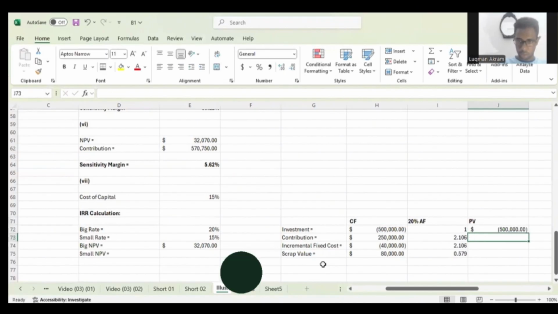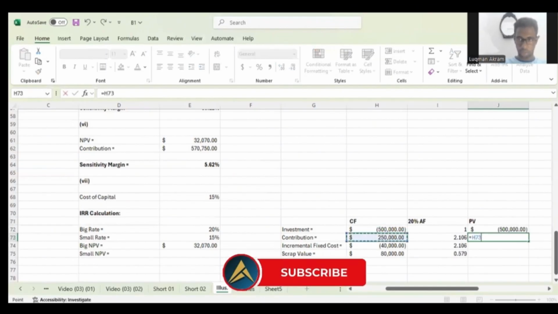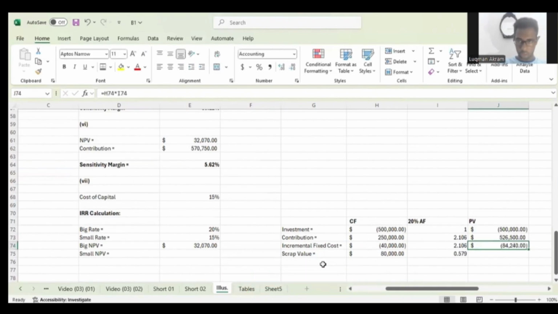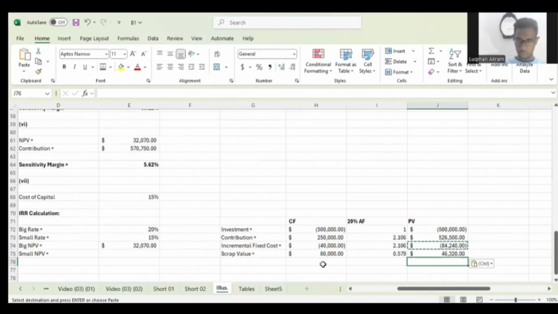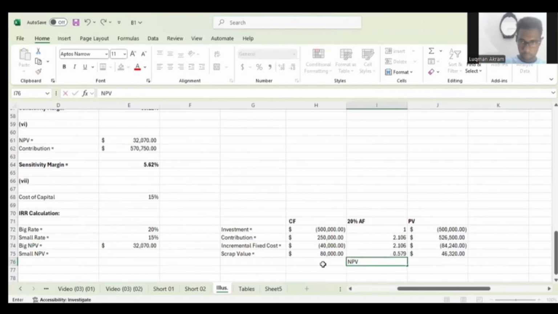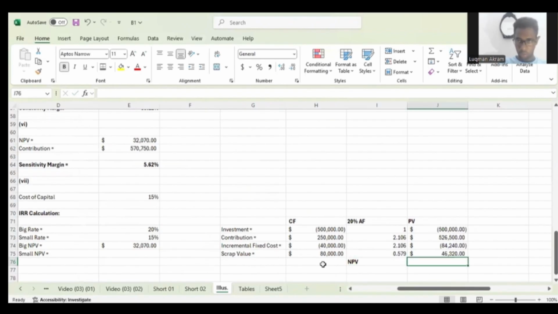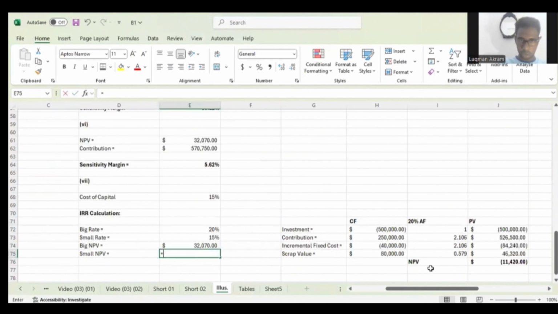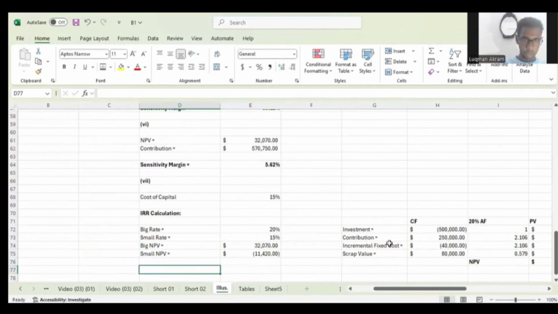500,000 into 1, 50,000 into 2.106, 40,000 into 2.106. Same can be repeated here. Then the total NPV would be the sum total for this. This would be a negative value of 11,420. Now we can move on with the IRR calculation.